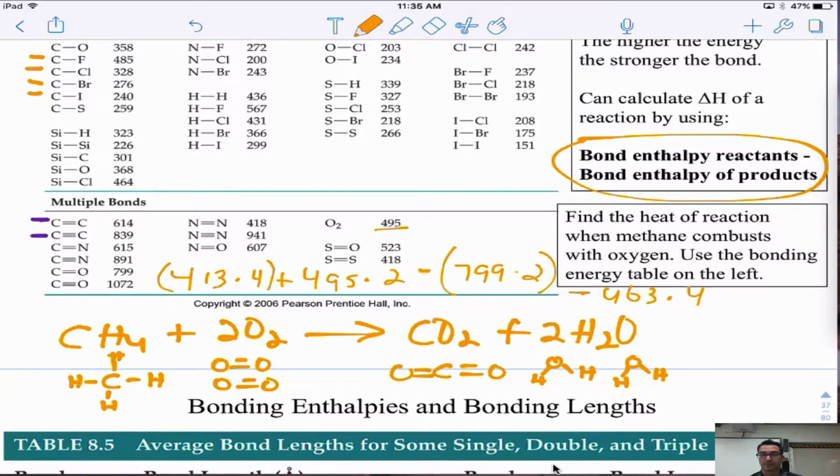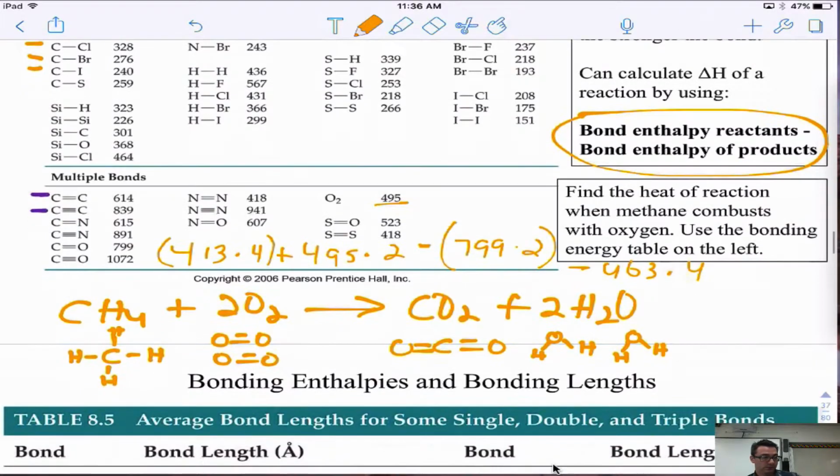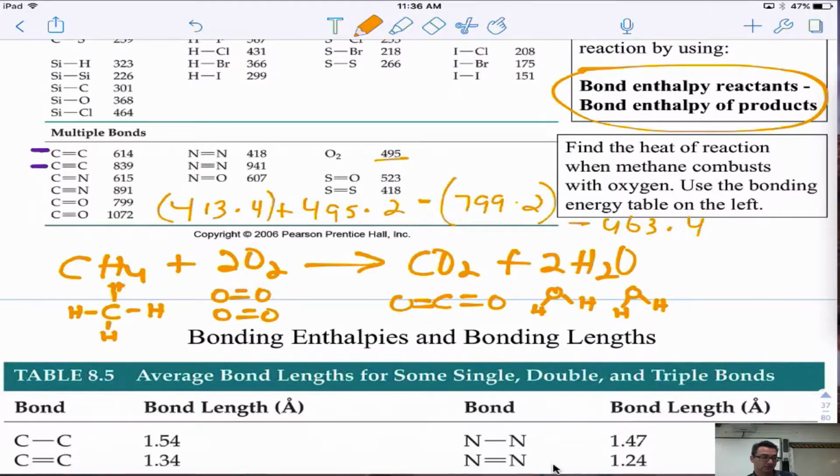reactants' bonds. Heat changes in reactions are a sort of balance between bonds broken and bonds formed. If it took more energy to break the bonds than the energy released when you formed new bonds, you will see that, in fact, the reaction will be endothermic. Okay, so we can practice some more of those in class. Those are important to be able to do.